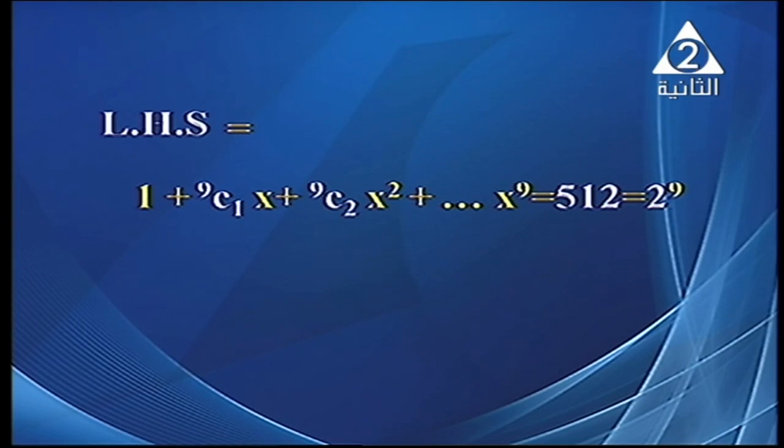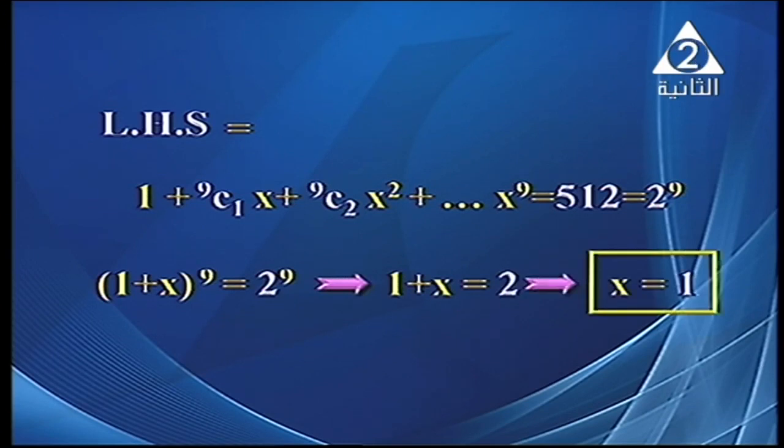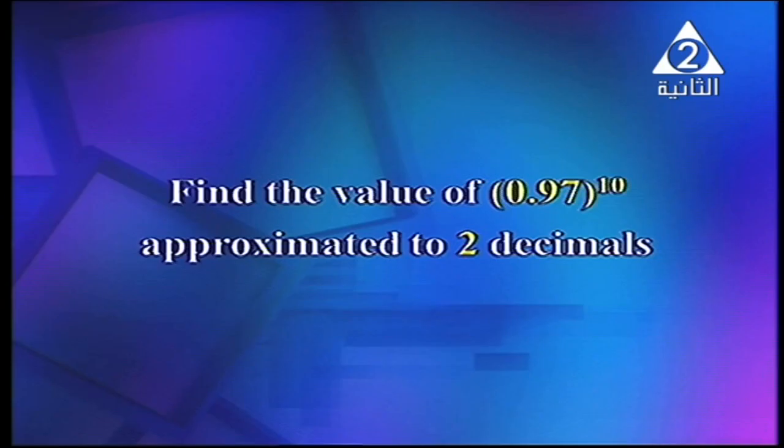Left hand side: 1 + 9C1 x^1 + 9C2 x^2 + ... + x^9 equals 512, which equals 2^9. What do you mean? My dear student, (1 + x)^9 equals 2^9. Then 1 + x equals 2. Therefore, x equals 1. Then the value of x equals 1.